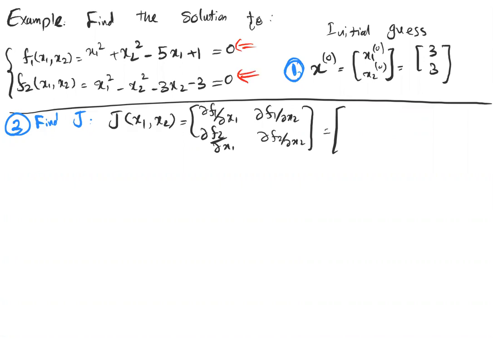So f1 with respect to x1 is going to be 2x1 minus 5. With respect to x2 is going to be 2 multiplied by x sub 2. f2 with respect to x1 is 2x1, and f2 with respect to x2 is going to be minus 2 x sub 2 minus 3. All right. Now what we are going to do, first we are going to evaluate the Jacobian at x in iteration 0.